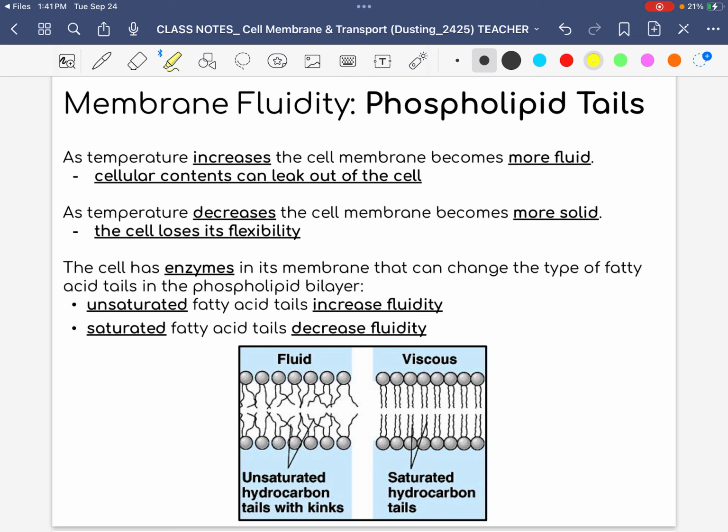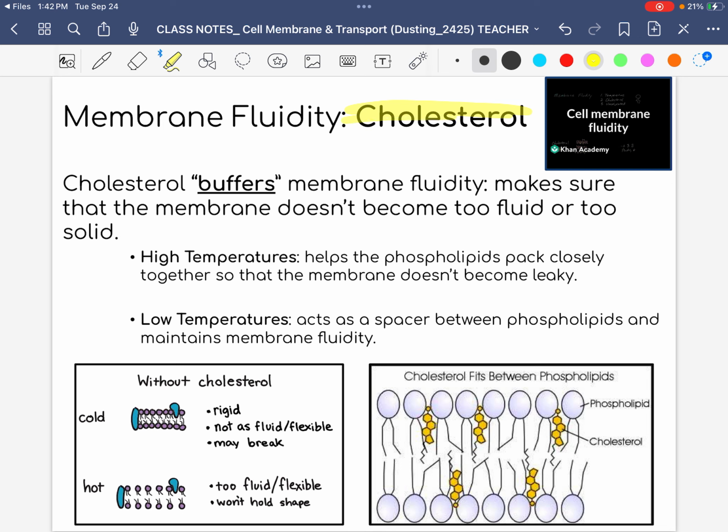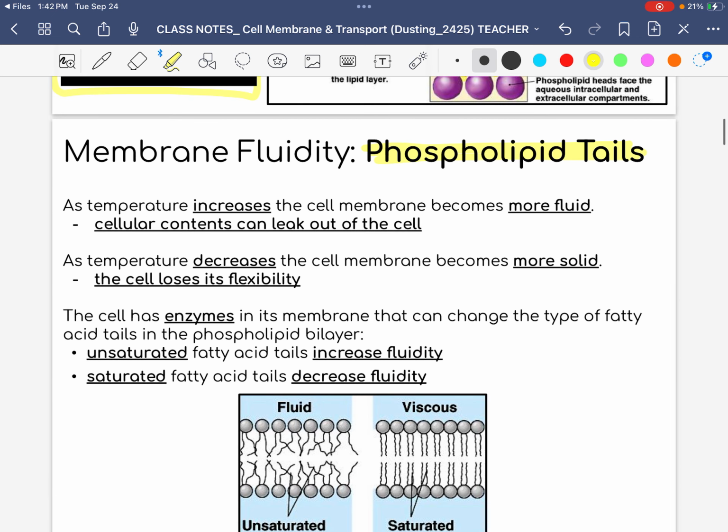Membrane fluidity. Like I said, the membrane is flexible and it's always moving. And there's two ways that we can control that. Our cells can control their fluidity with the structure of their phospholipid tails, or they can control it with cholesterol. So let's talk a little bit about these two things.